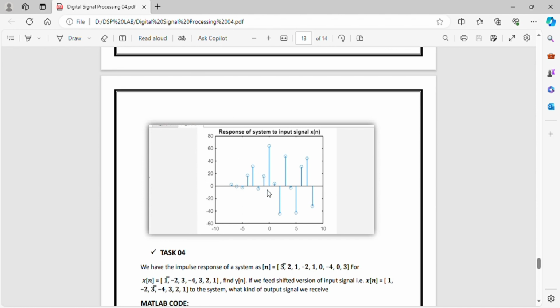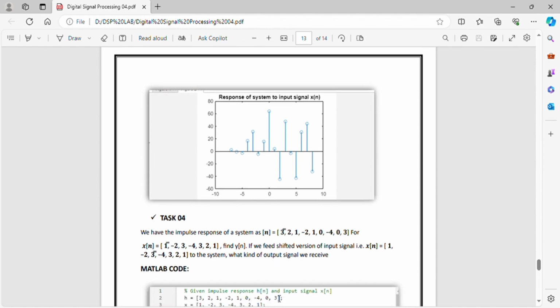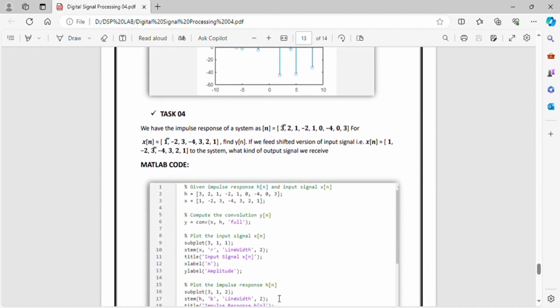In task 4, we have the impulse response of the system h[n] as given, and x[n] is 1, -2, with the values shown, and we find y[n]. If we feed a shifted version of the input signal x[n], we see what kind of output we receive. So give the impulse response h[n] and the input signal x[n] as given in the question.